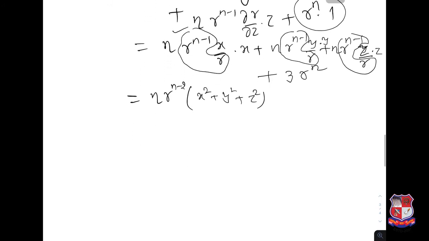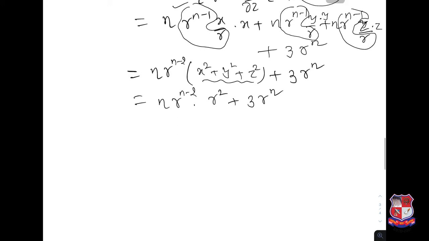Okay, plus 3 times r power n. So this is equal to n r power n minus 2 into r square plus 3 r power n, since x square plus y square plus z square equals r square. So this is n times r power n plus 3 r power n. So that is nothing but n plus 3 r power n. So that's what we want.